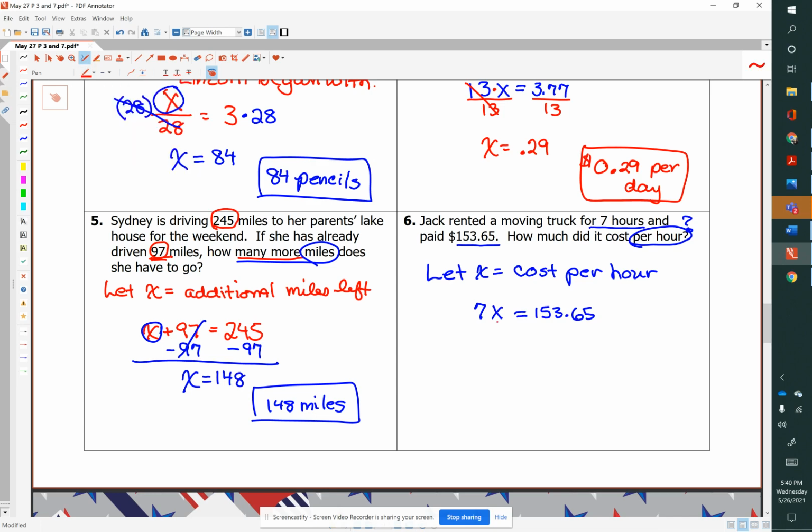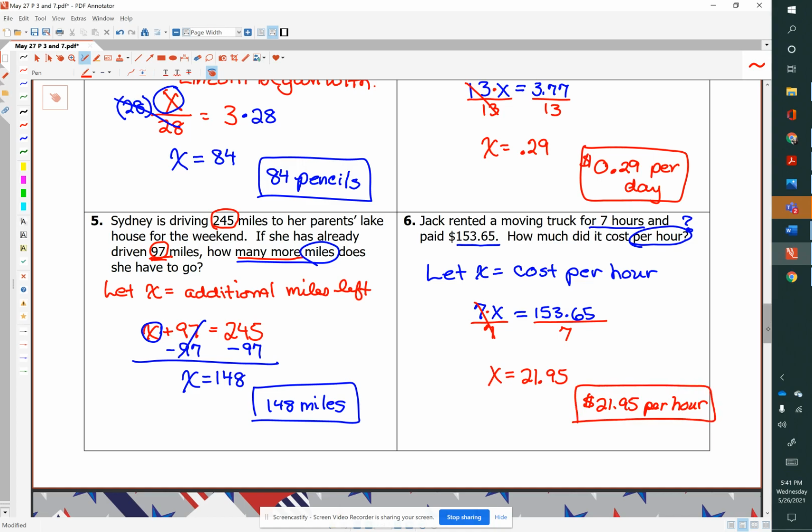So we want to isolate X, which is being multiplied by 7. So we'll divide by 7, but whatever we do to one side, we do to the other. And that means that X equals $153.65 divided by 7, which is $21.95. So the cost per hour is $21.95 per hour.